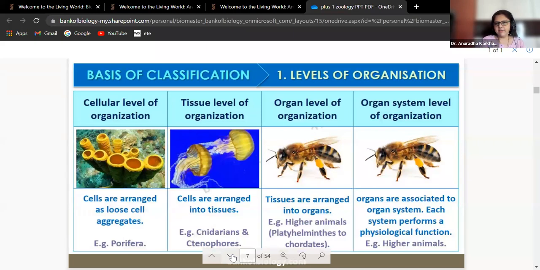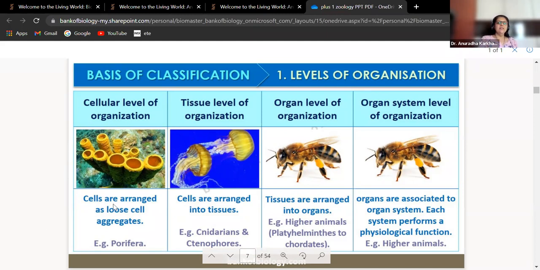Cellular level of organization. See, that was the reason I was telling you all that when you look at the pictures of different animals, it will be very easy for you to understand this chapter. इसमें difficult कुछ नहीं है. Conceptually, simple chapter है.